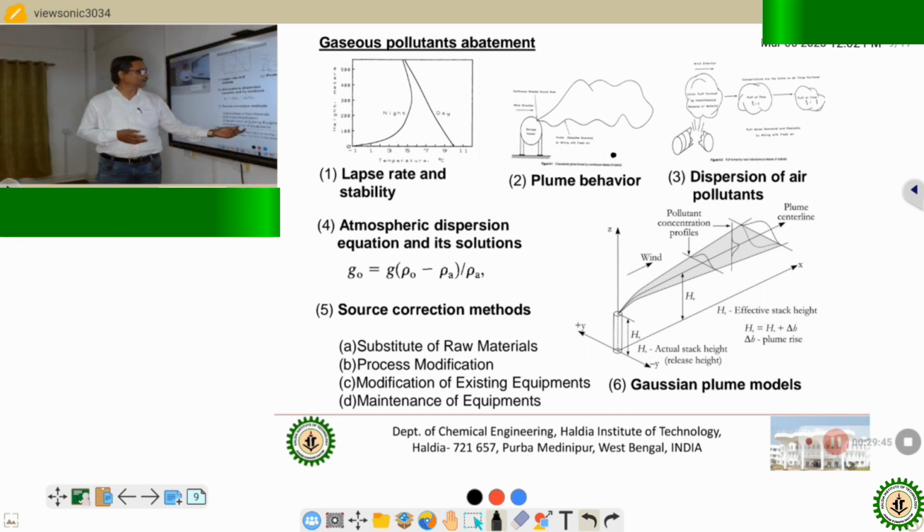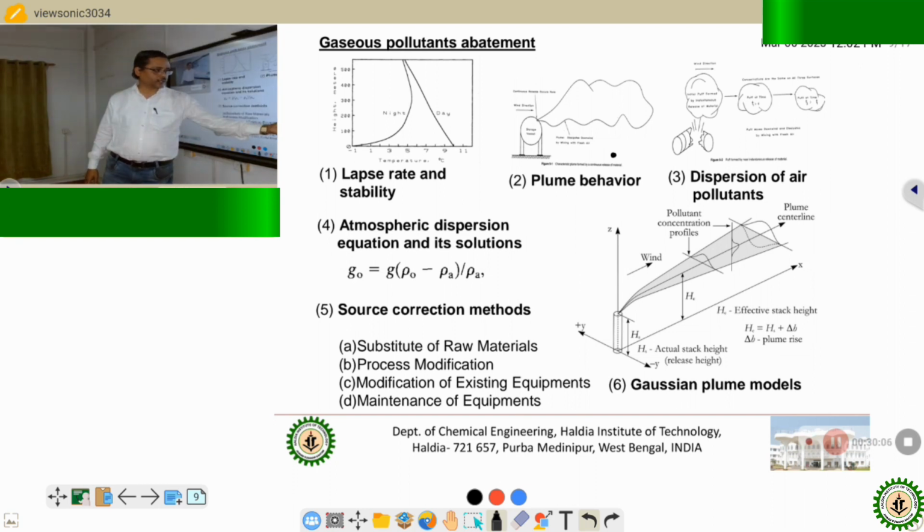Maintenance of equipment, proper maintenance is necessary. The Bhopal gas disaster, whatever happened, was due to the lack of maintenance. The plant was shut down for a long time, and the storage area, the pumps and all these things were not maintained properly. So there was some leakage afterwards.